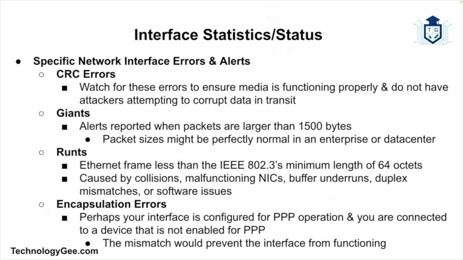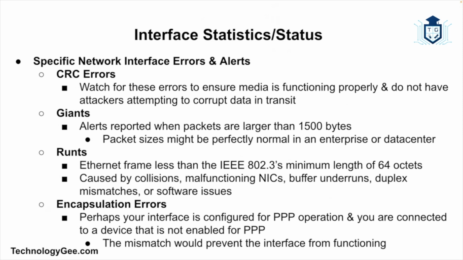Now, the following are the specific network interface errors and alerts that you should watch out for at a bare minimum. The first one is the CRC errors. Watch for these errors to ensure that your media is functioning properly and that you do not have attackers attempting to corrupt the data in transit. You have what is called giants. Giants are alerts that are reported when packets are larger than 1,500 bytes. Such packet sizes might be perfectly normal in your enterprise or data center environment.